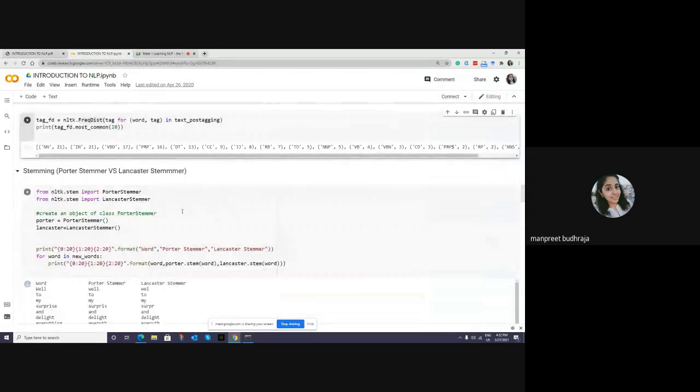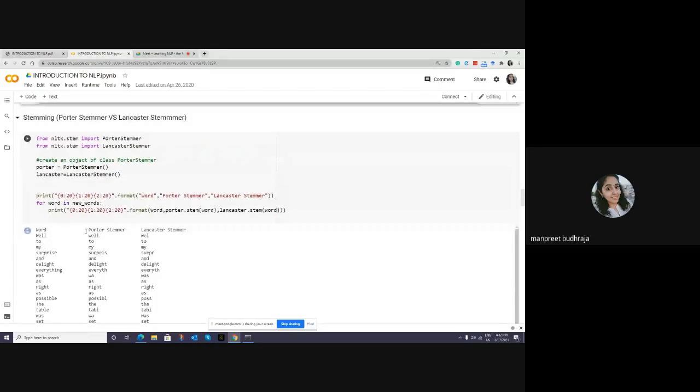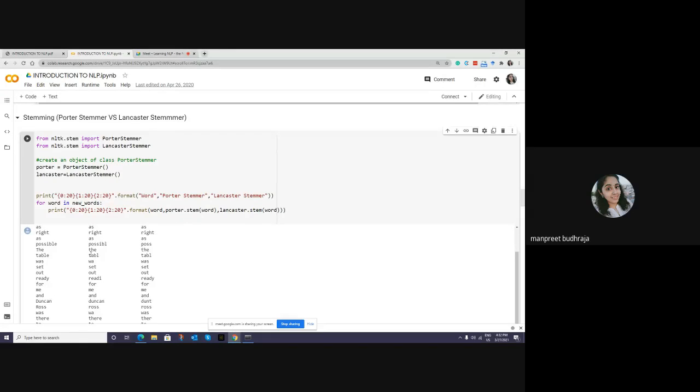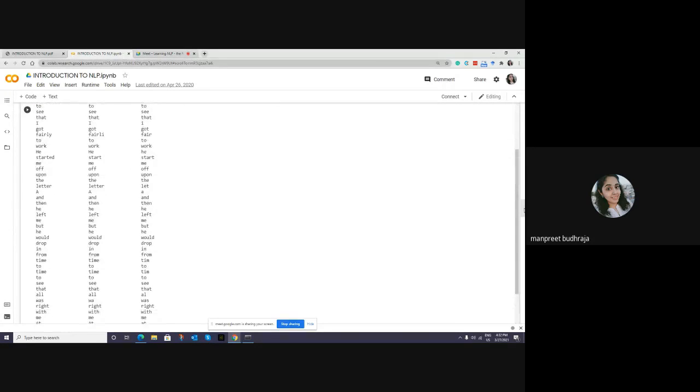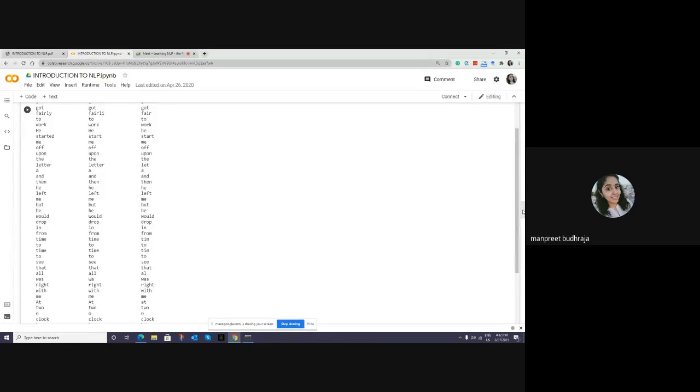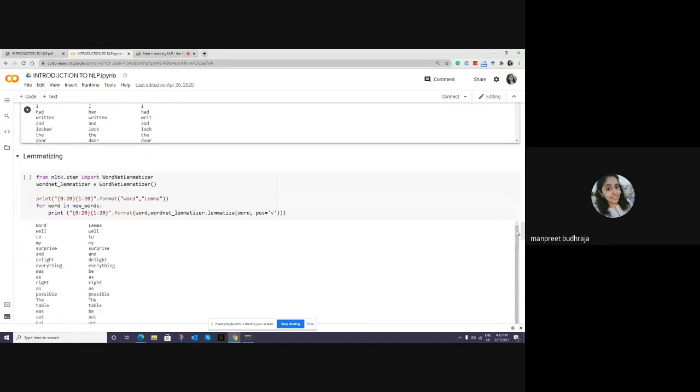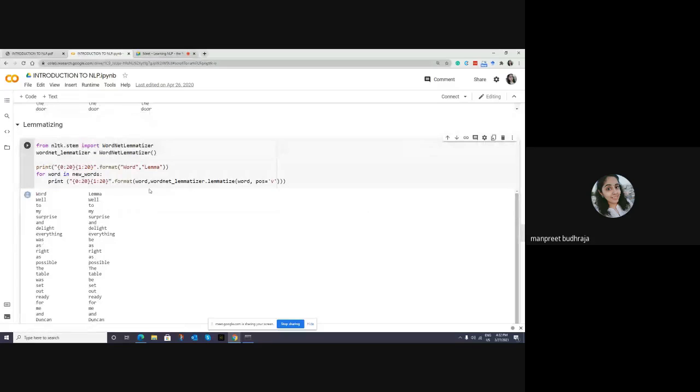I'll show you why. Here we have used Porter stemmer and Lancaster stemmer. You see the word well is taken as well here and wel here. And surprise is taken as surprs, surpr. You see table is cut down to tabl, which I think reduces quality and makes more noise in your data set. So that's why we prefer using lemmatization.